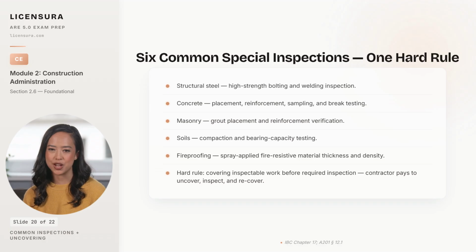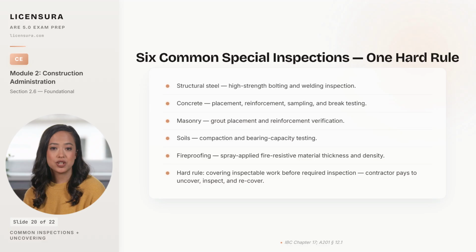And the hard rule across every inspection category is the uncovering rule. If the contractor covers inspectable work before the required inspection, the contractor pays to uncover the work, conduct the inspection, and recover the work at the contractor's own expense.